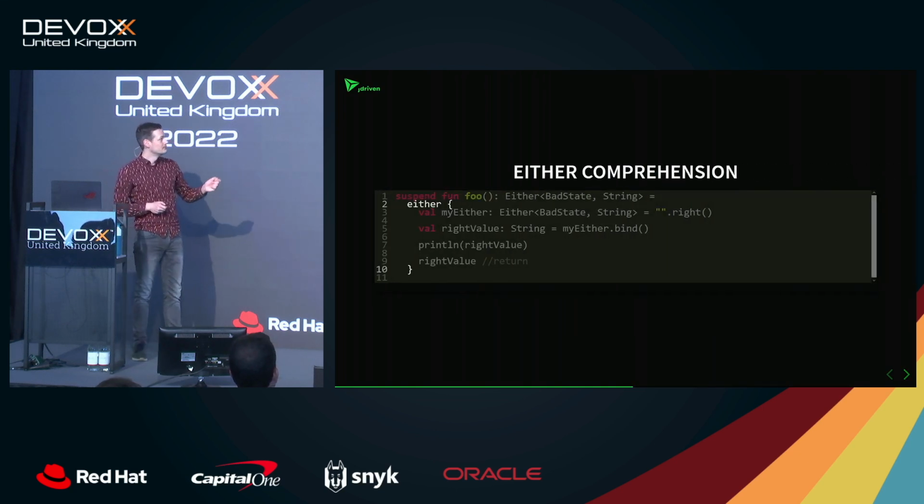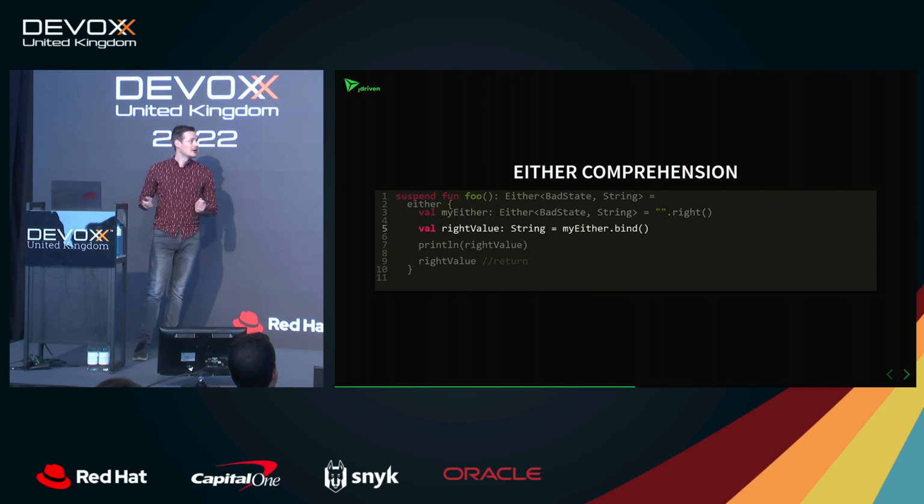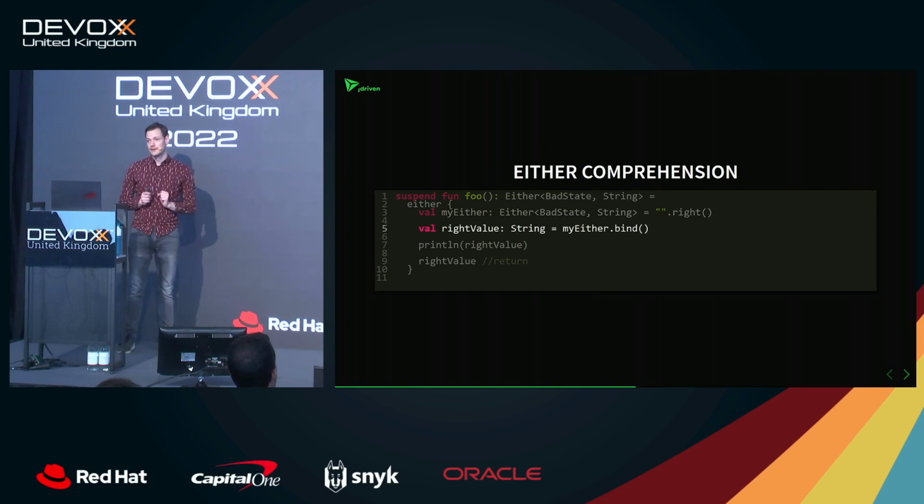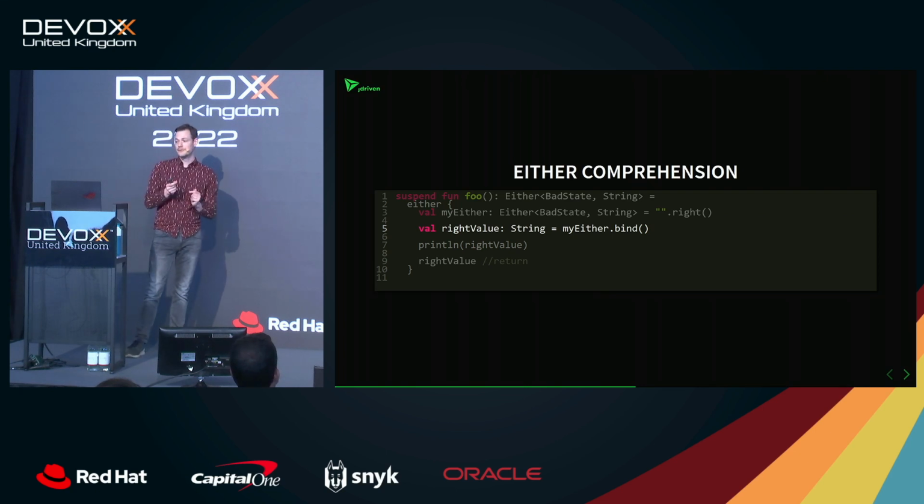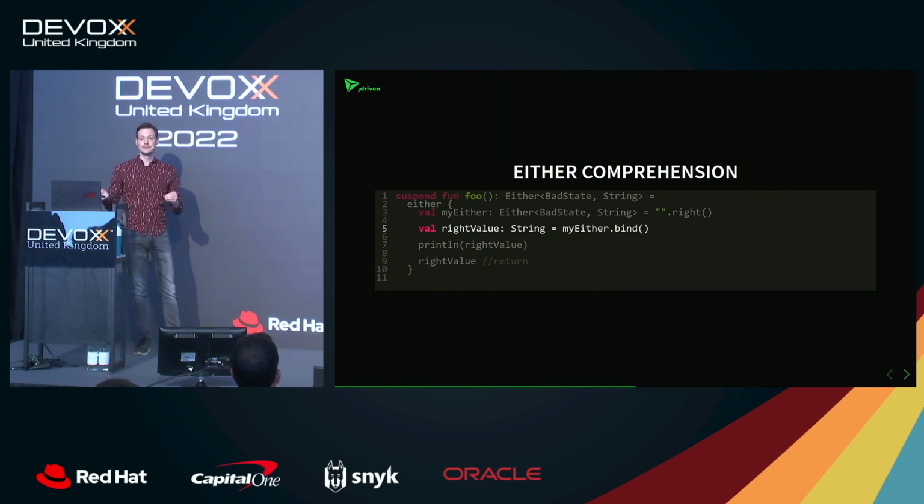All we have to do is create an either block like this. And now, if we within that block create an either, it now has a .bind method at the end, which basically says, if it's an instance of right, get the value out of it and put it in the right value. If it's an instance of left, just short circuit the function and return that left. Which means that on this line, we can only reach this line if the previous statement went correctly. And we can, in the end, return the value.